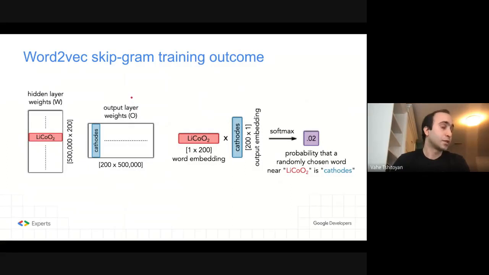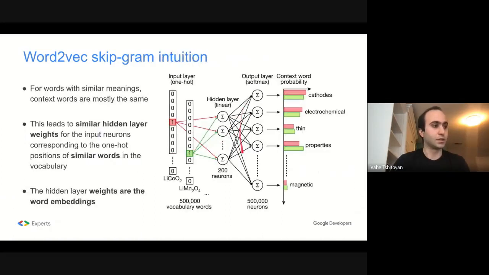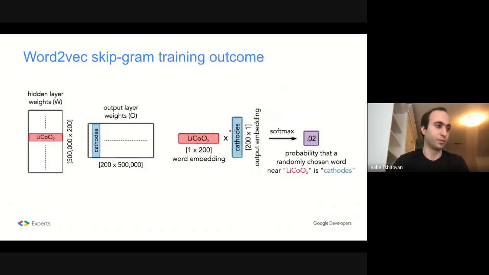So the outcome of this training is basically this weight matrix, which has, in this case, 500,000 rows for the size of the vocabulary and 200 columns for the size of the embedding. And each row here is a word embedding. And then you also have the output layer weights. I've called this O for now. And this is just 200 times 500,000, which is used at this output layer here to map an embedding to a context word probability.